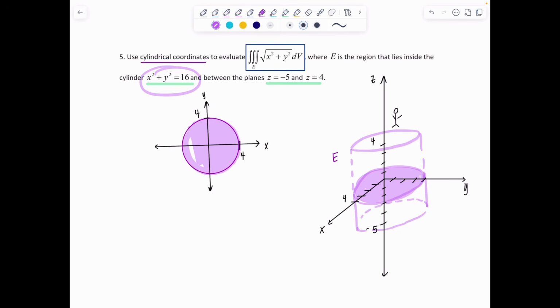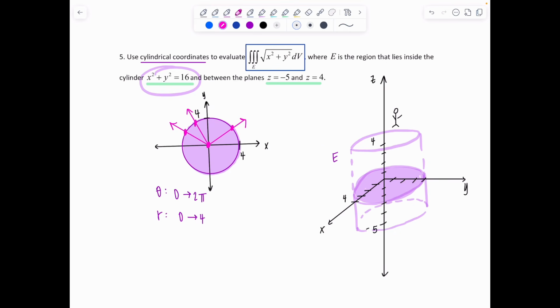Well, we're going all the way around, so theta should vary from 0 to 2 pi. And for r, always start at the origin and draw a ray going outward. Where it starts is your lower limit, where it exits the region is the upper limit. So it's going from r equals 0 to r equals 4 in any direction. It's always 0 to 4, since the radius is the same length everywhere. Good, so r and theta are taken care of.